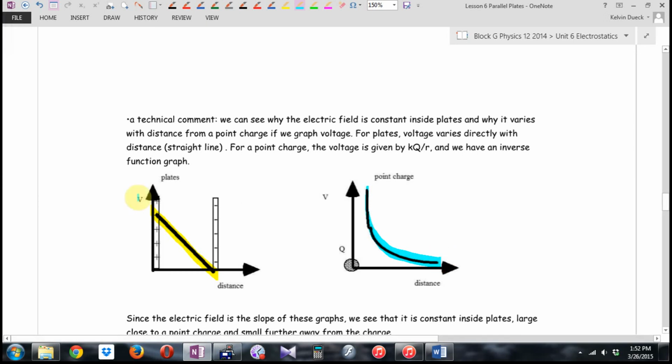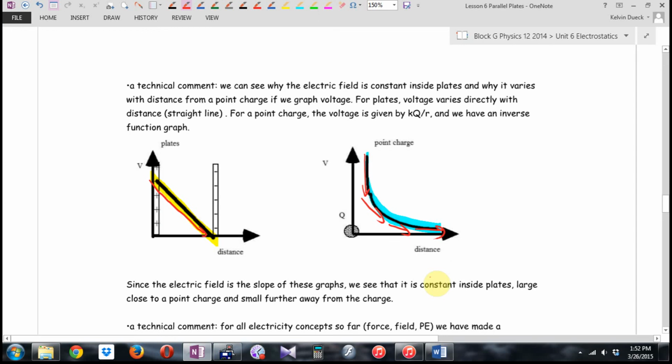How do you know? Because volts per meter is rise over run. Here you have a constant slope, a constant electric field. Those that are in calculus know here you have a changing slope, changing electric field. So I wrote here, since electric field is the slope of these graphs, we see that it is constant between plates, large close to a point charge, really huge close to a point charge, and gets smaller as you go further away, and it doesn't get smaller in a nice straight line. It's yucky.